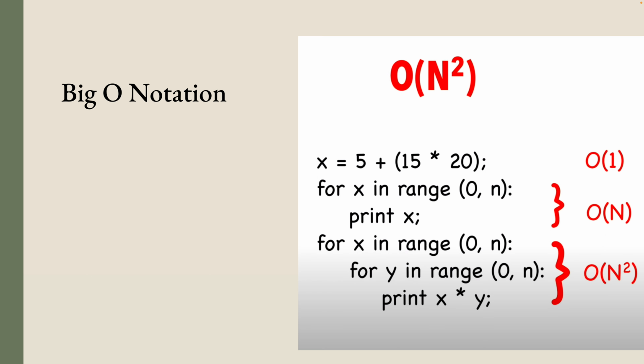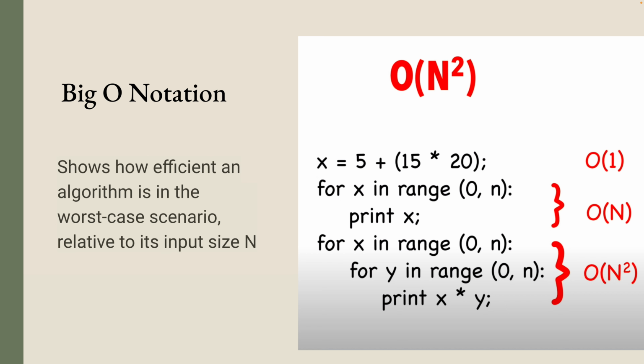Questions here? Okay. So again, the way I like to think about big O notation is relative to n, how many lines of code are going to run in your program.